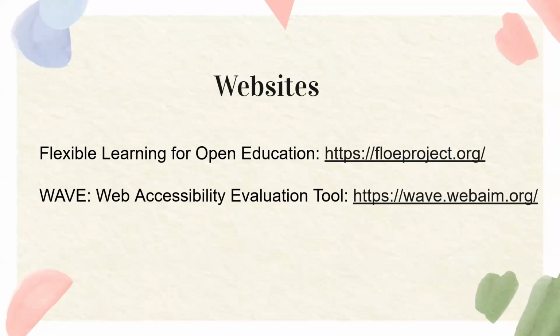So a couple websites that one would get started with regards to accessibility and usability would be the Flexible Learning for Open Education site. It'll walk you through the process. And there's also the Web Accessibility Evaluation Tool. So you can put your website or project up there and have them look at it and see what changes you need to make.